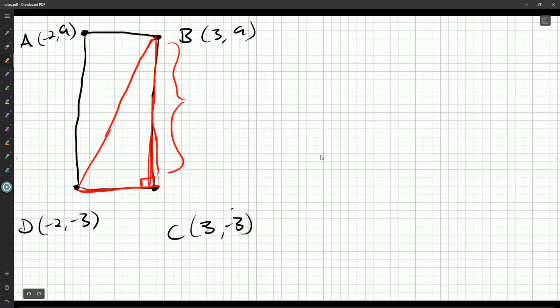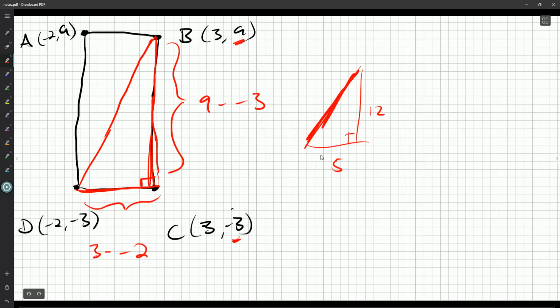B to C. Well, since they have the same x-coordinate, the difference between these is going to be the difference in their y-coordinates. So the distance will be 9 minus -3. Similarly, the distance between C and D will be the difference in their x-coordinates, so 3 minus -2. And so this gives me a nice little triangle here with 12 and 5, and BD is the hypotenuse.